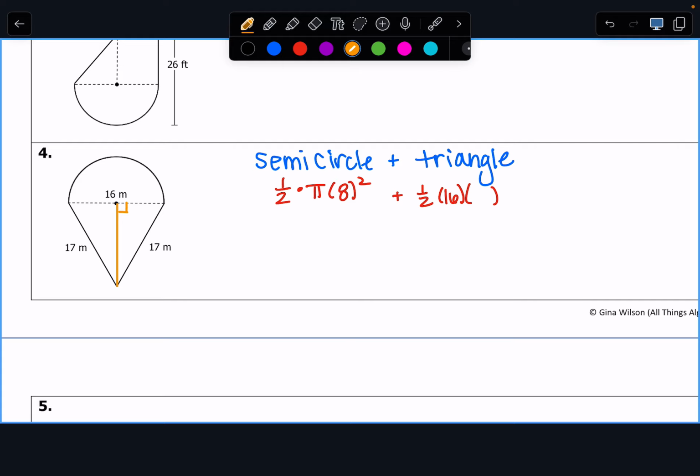Oh, we're going to have to do Pythagorean theorem. We know that this is 8. We don't know h. The hypotenuse is 17. So 8 squared plus h squared equals 17 squared. It's 15? I'm hearing it's 15. Is it 15? Okay. 15.